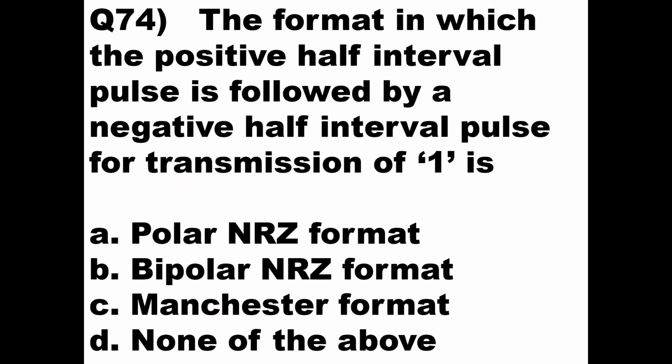The format in which the positive half interval pulse is followed by a negative half interval pulse for transmission of logic 1. Okay, now in this format, a 1 is first indicated by a positive half interval and then it is indicated by a negative half interval. Logic 1 is indicated in that way. This is done in Manchester format. So here the option will be option C, Manchester format, in which logic 1 is represented with a half positive and half negative pulse. Okay.